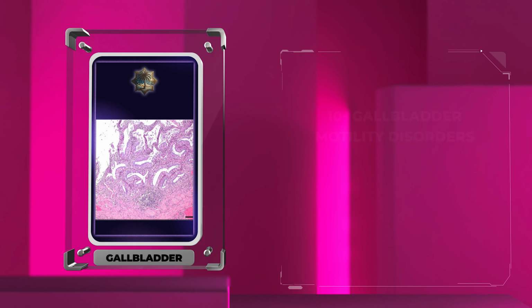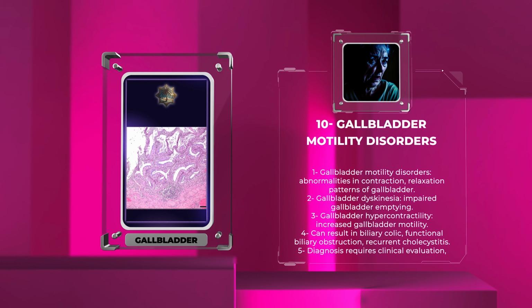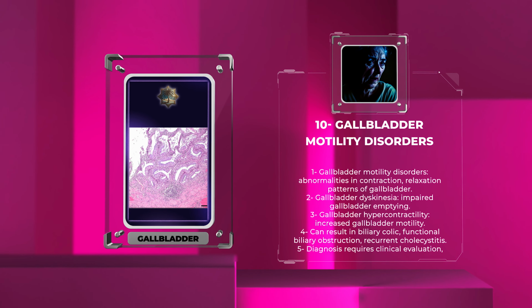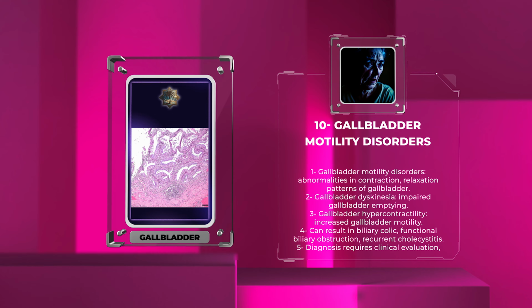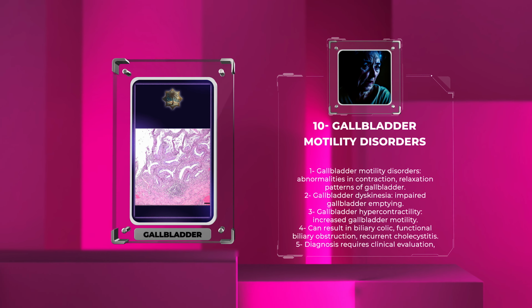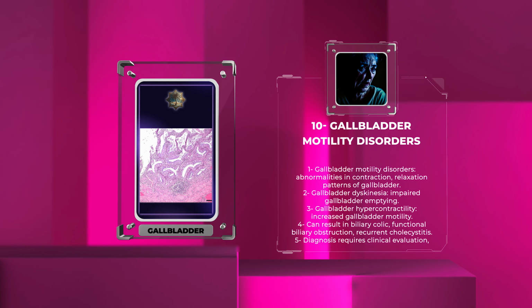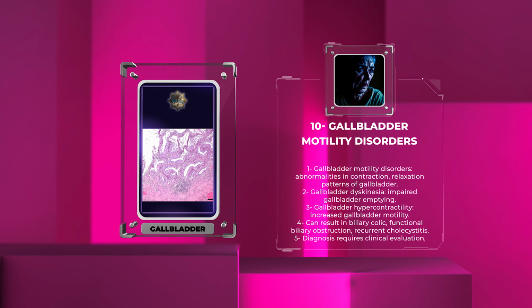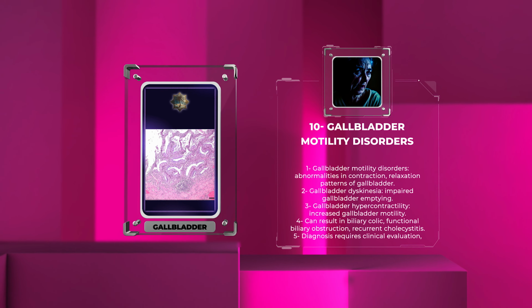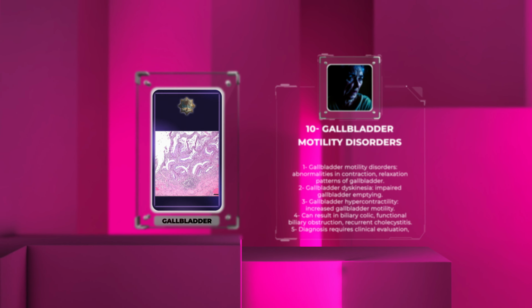Gallbladder motility disorders refer to abnormalities in the contraction and relaxation patterns of the gallbladder. These disorders can manifest as gallbladder dyskinesia, characterized by impaired gallbladder emptying, or as gallbladder hypercontractility, leading to increased gallbladder motility. These conditions can result in biliary colic, functional biliary obstruction, or recurrent cholecystitis. Diagnosis is often challenging and requires a combination of clinical evaluation, imaging studies, and specialized functional tests.